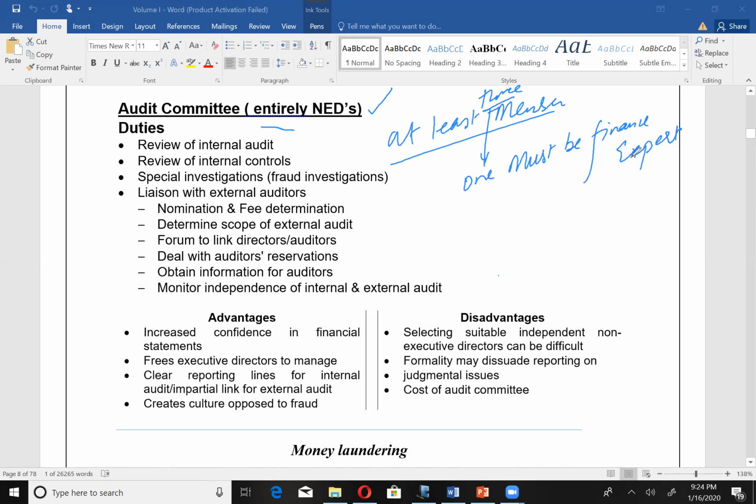So they actually work with the auditor. With the external auditor: their nomination, who will be the auditor, and their appointment is by the shareholders. Fee determination, their work scope, what work they will perform. They deal with auditors' reservations regarding any issues, their complaints regarding management. If the auditor needs any information, they provide that. And very important, they monitor the independence of both internal and external auditors.